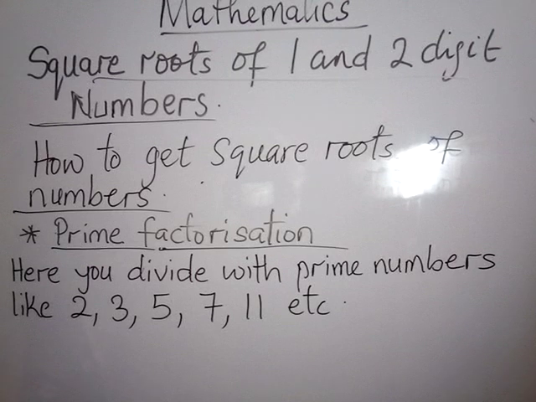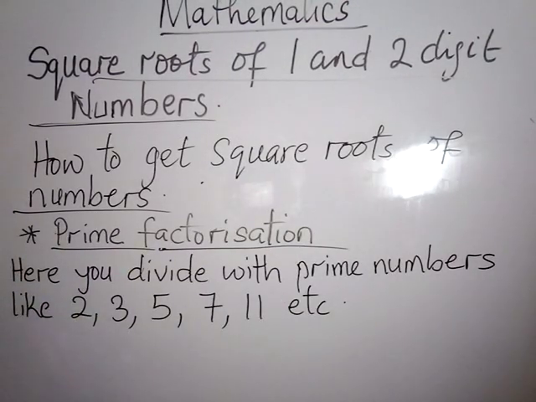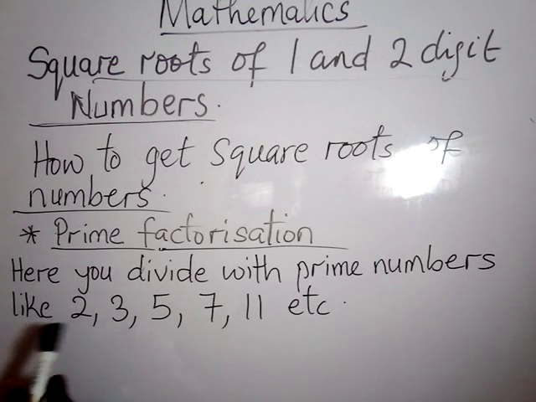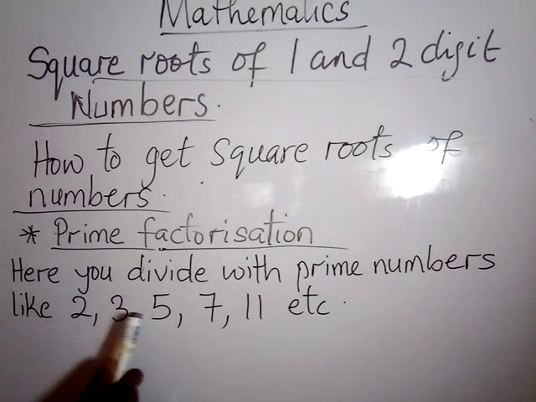So next, what we're going to look at is how to obtain the square roots of numbers. How do we get the square roots of numbers? The method we're going to look at here is called prime factorization. I wouldn't want to go into the details of this because of our level, okay? But I will just quickly let us know that all it is basically about is dividing numbers using prime numbers. Dividing whatever number we're looking for the square root of using prime numbers.